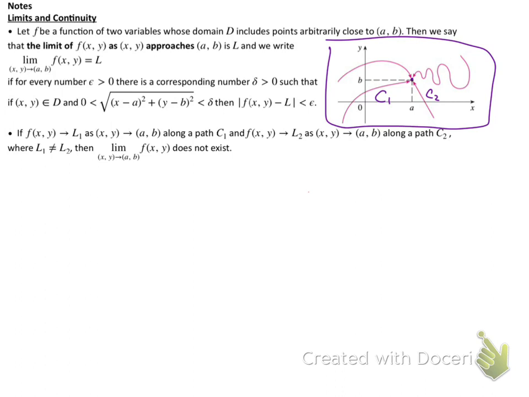We will need a stronger statement to show that a limit exists. But in a way, it's easier to show there's no limit. If you can find two paths that go to the same point but the values don't agree, then the function doesn't have a limit at that point.